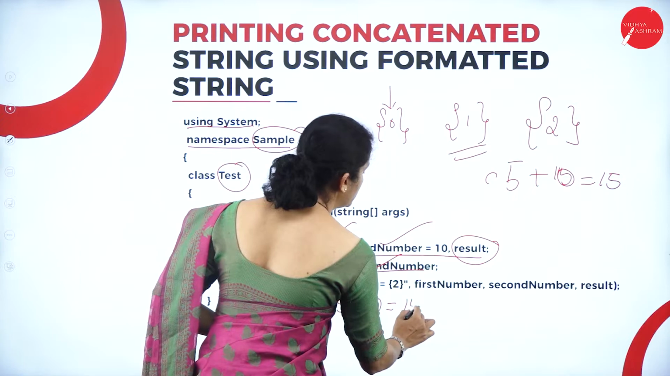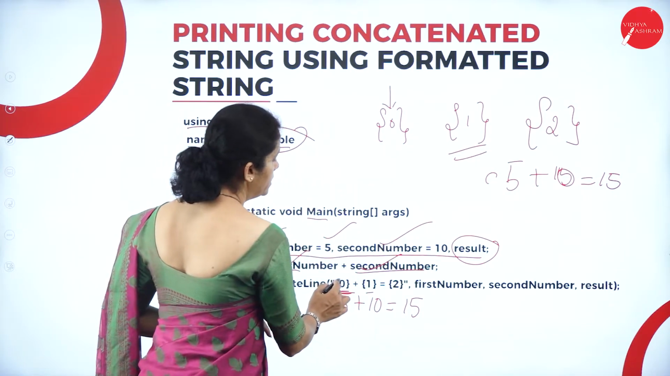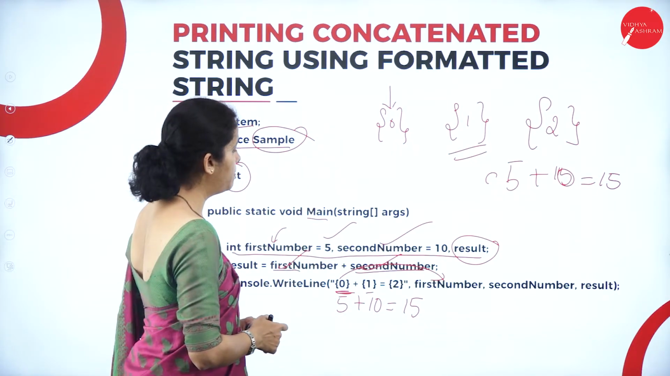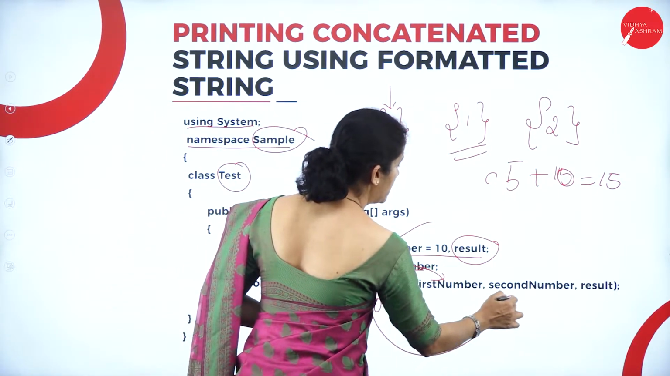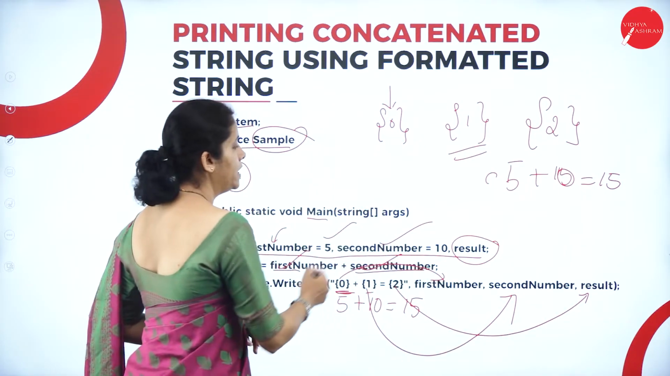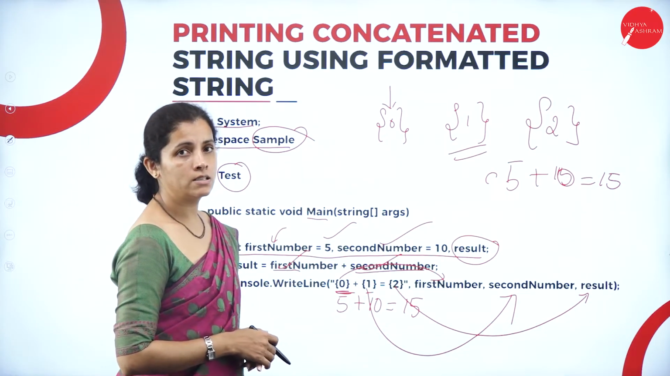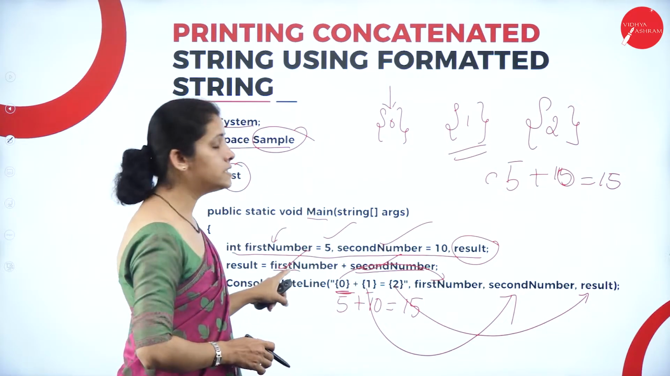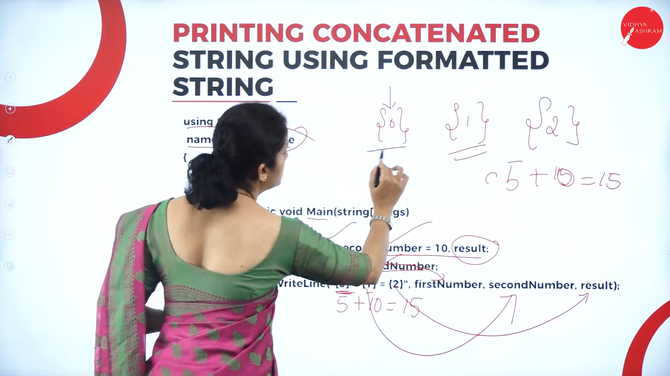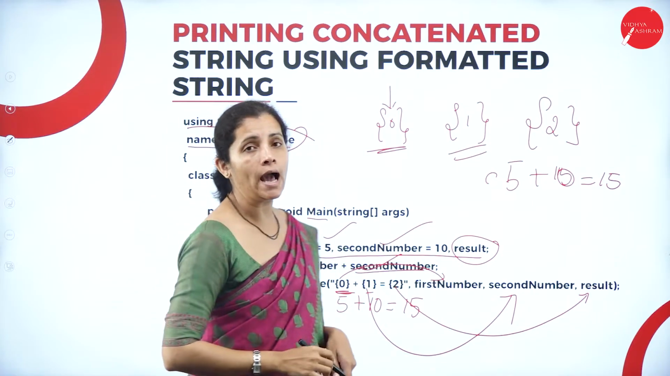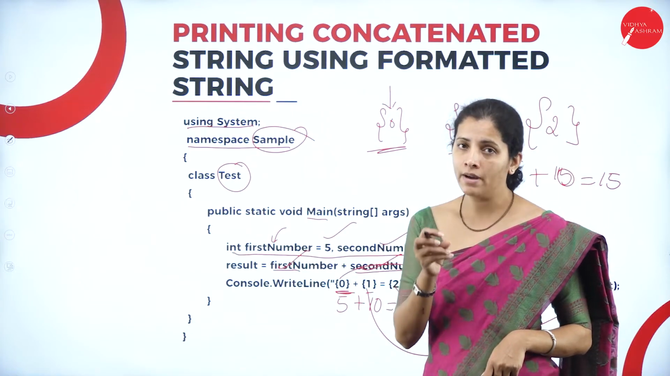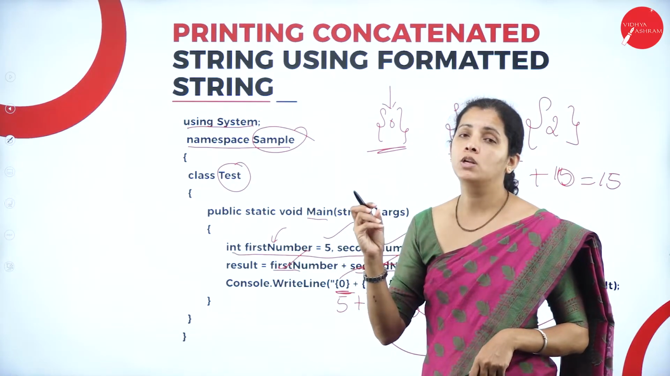So what is the output? That is 15. So in 0th place, what I want to do? I want to display the first number, and in my first place I want to display the second number, and in my second place I want to display the result. So like this I can format the output, and these curly braces are known as placeholder. So what is placeholder? I'm going to specify the place where I want the output.